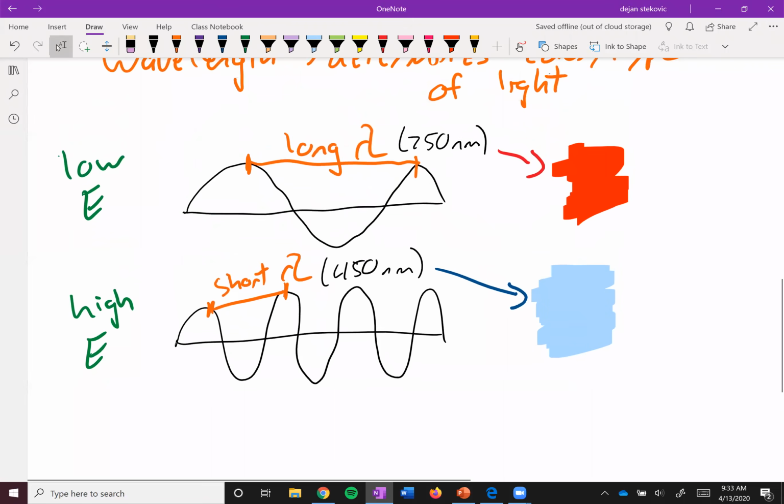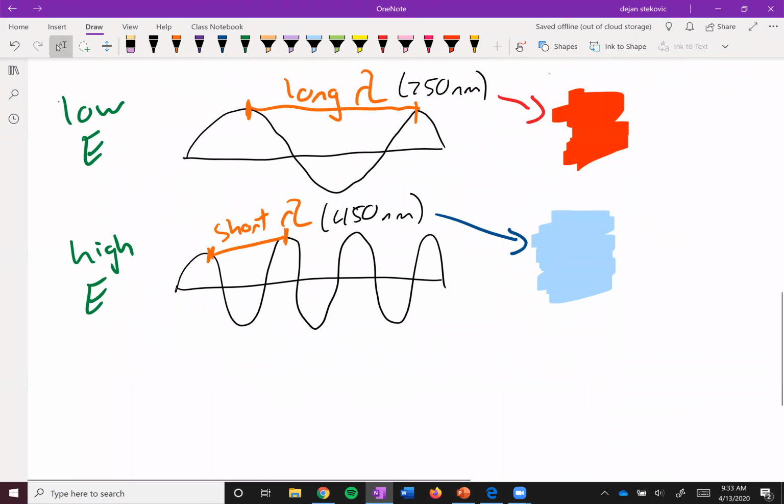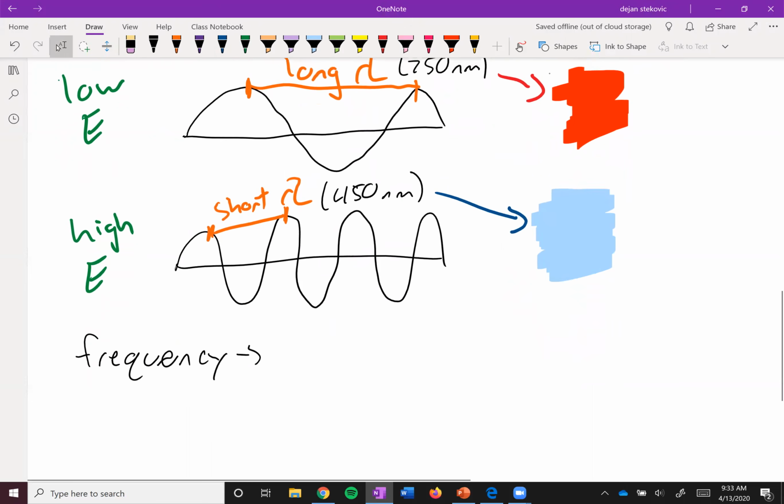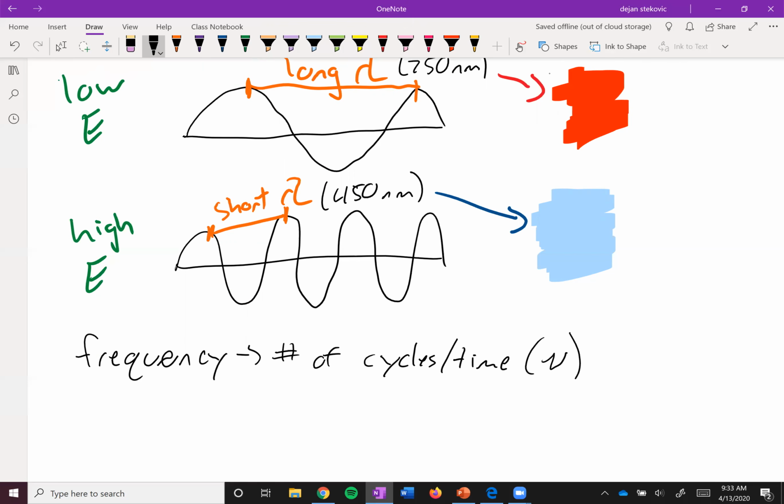So one way to talk about this is wavelength. Another is frequency. And so basically they tell you the same amount of information. They're just inverses of one another. So frequency is the number of cycles per time. And so it gets this Greek nu (ν). And so it's per seconds or 1/seconds.